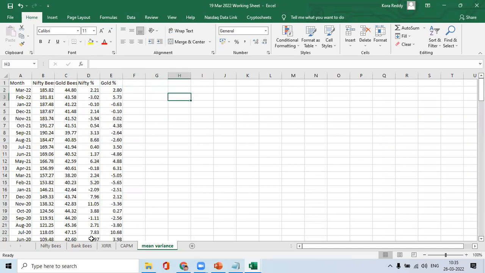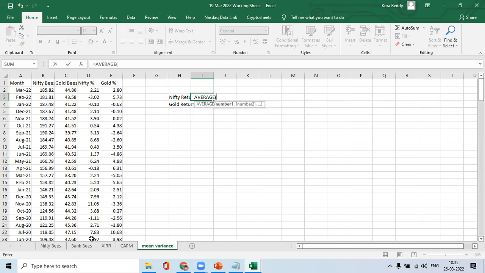Right, so your Nifty returns and gold returns. This is simply the average of Nifty. So on average, Nifty gives you 1.16% returns per month. And your gold is this, about 0.51%.